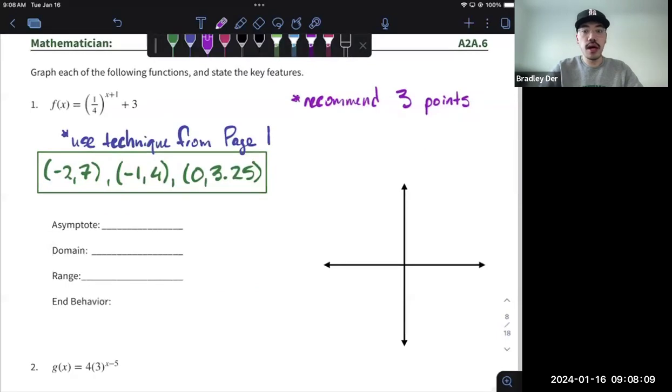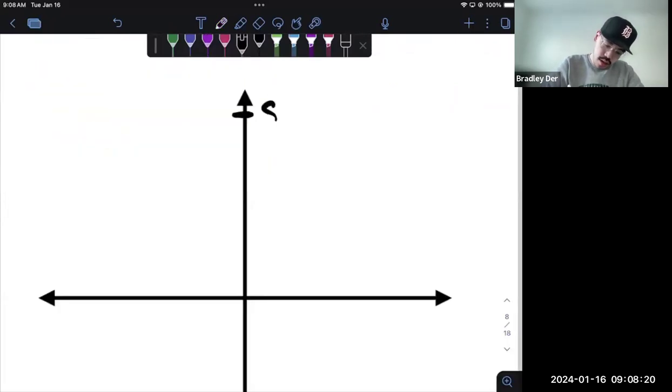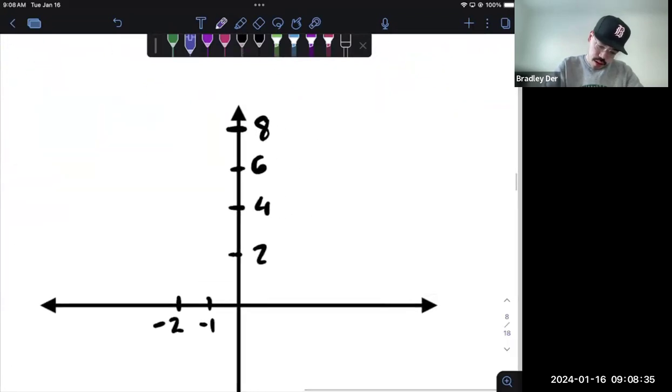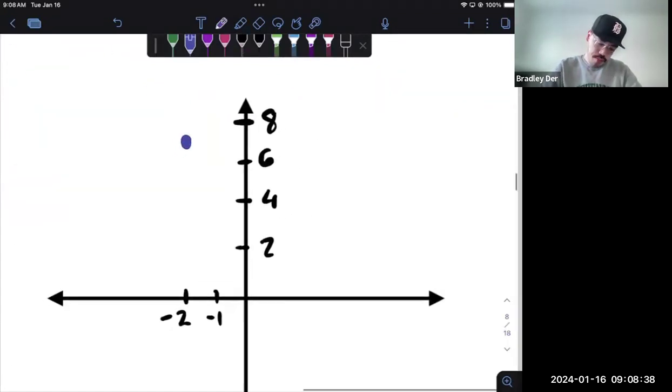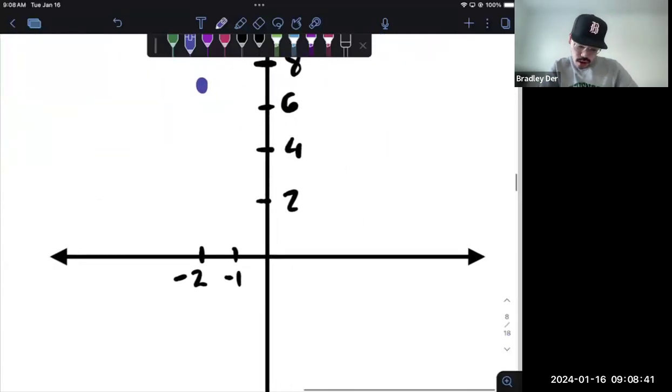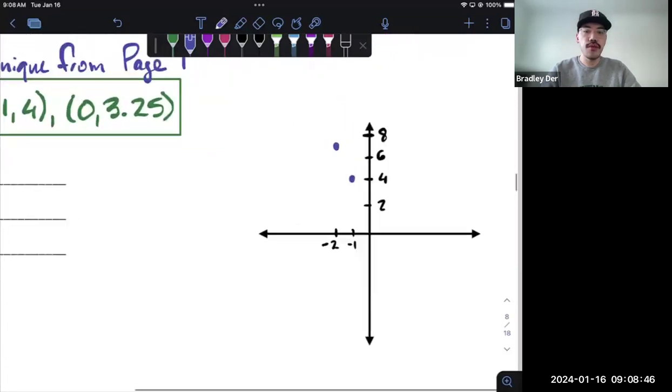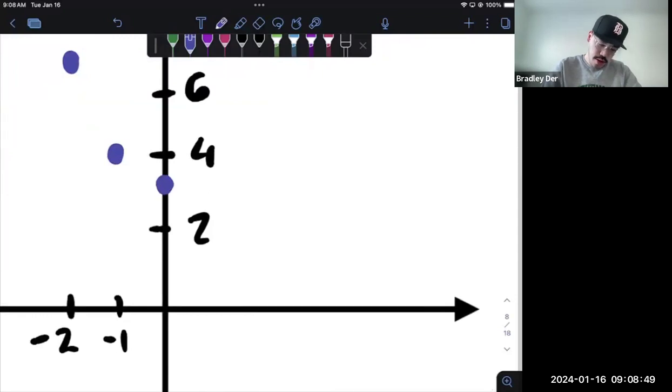All right, so I'm just going to go ahead and plot these points real quick. So let's see, I want to go as high as 7. I'll just make it 8 for nice scaling. And then let's call that 8, 4, this would be 6, this would be 2, and then that would be like -2 here, so that'd be -1. -2 comma 7 would be right here. We have -1 comma 4 would be right about there. And then 0 comma 3.25 would be right about here.